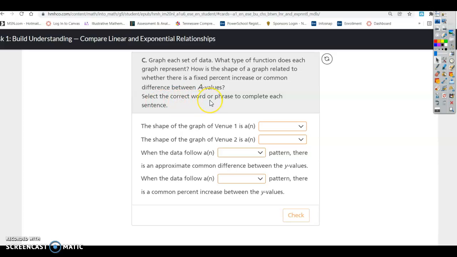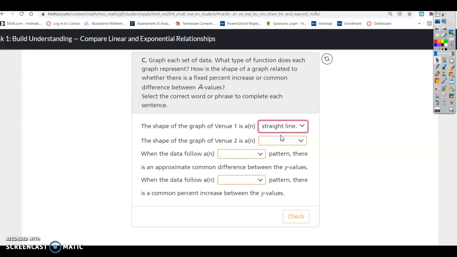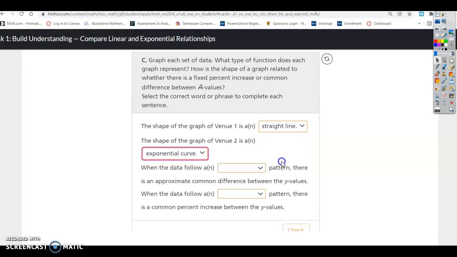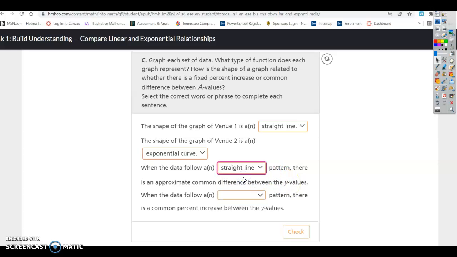All right, select the correct word or phrase to complete each sentence. The shape of the graph of venue 1 should be a straight line because it's linear. The shape of venue 2 is exponential. And when the data follows a blank pattern, there is an approximate common difference between the y values. So when it follows a straight line or a linear pattern, it's going to be a straight line, and there's going to be a common difference.